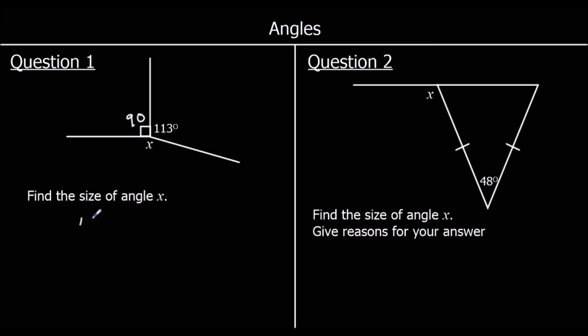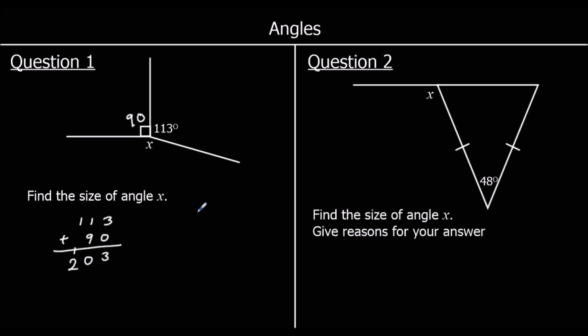So let's see what we've got so far. We've got 113 plus 90. So the ones, 3 plus 0 is 3. In the tens, 1 plus 9 is 10. So 0 in the tens, carry 1 over. So the hundreds is 1 plus 1, which is 2. So we've got 203 degrees so far.